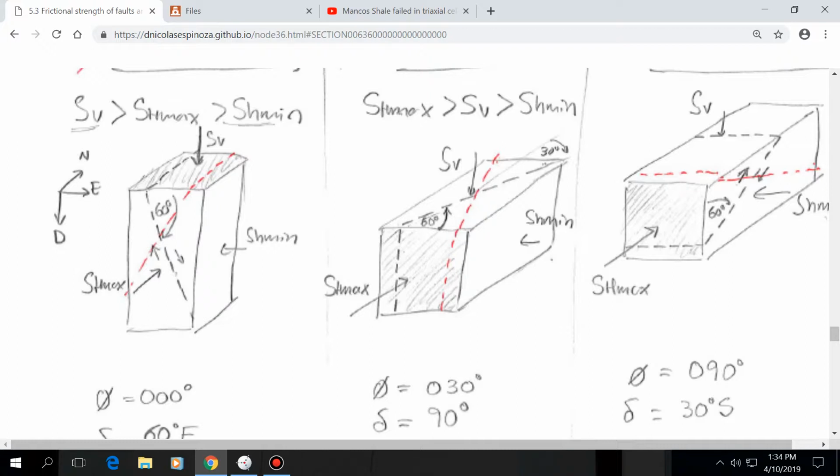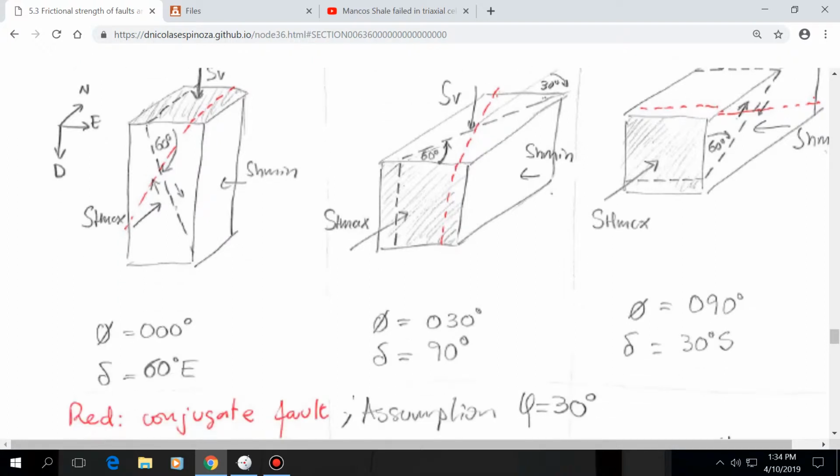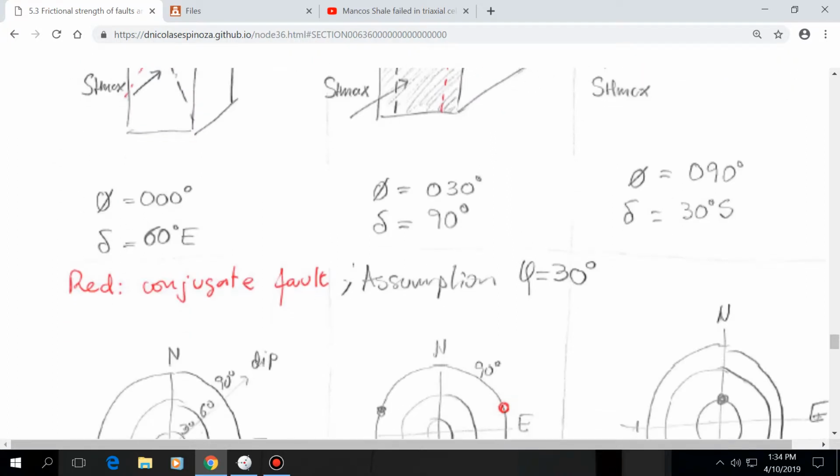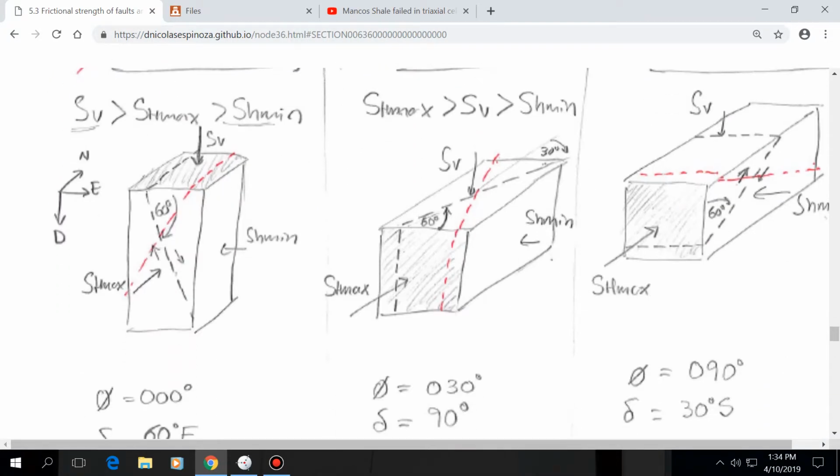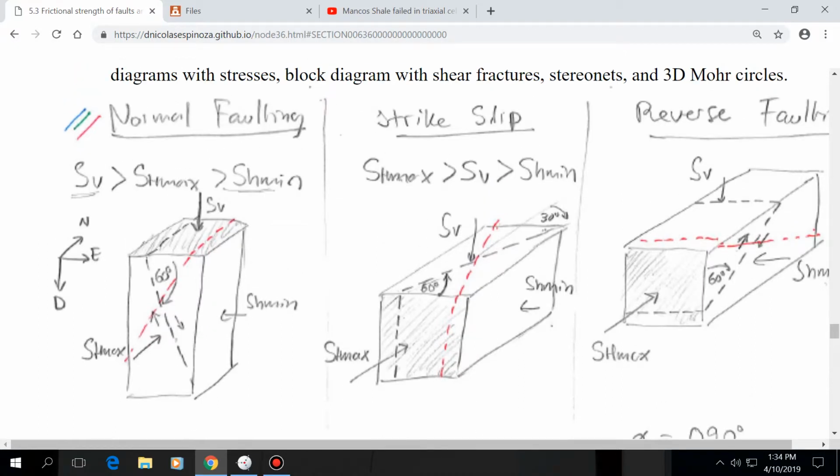Always in normal faulting, you know that the dip is going to be the angle beta: friction angle divided by 2 plus 45 degrees. Always in reverse faulting, you know that the dip is going to be 90 degrees minus the angle beta. But the other angles, you still have to determine.